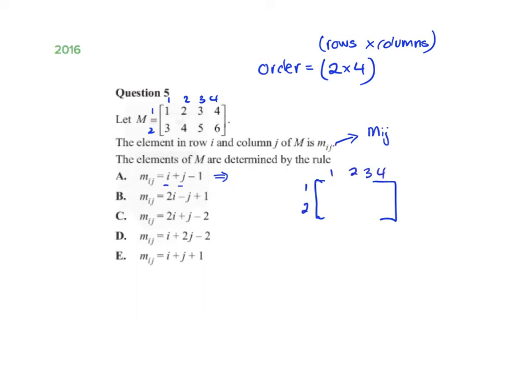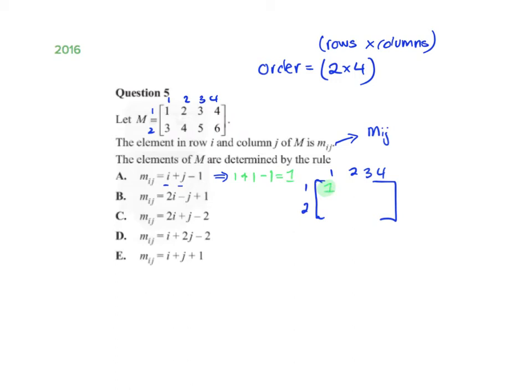Now, if I was in this spot here, using this rule, the row is 1, so i is 1, the column is 1, so j is 1, and then I would minus 1, just because the rule says minus 1. So that would end up equaling 1, so I'd put that there. And I could do that.